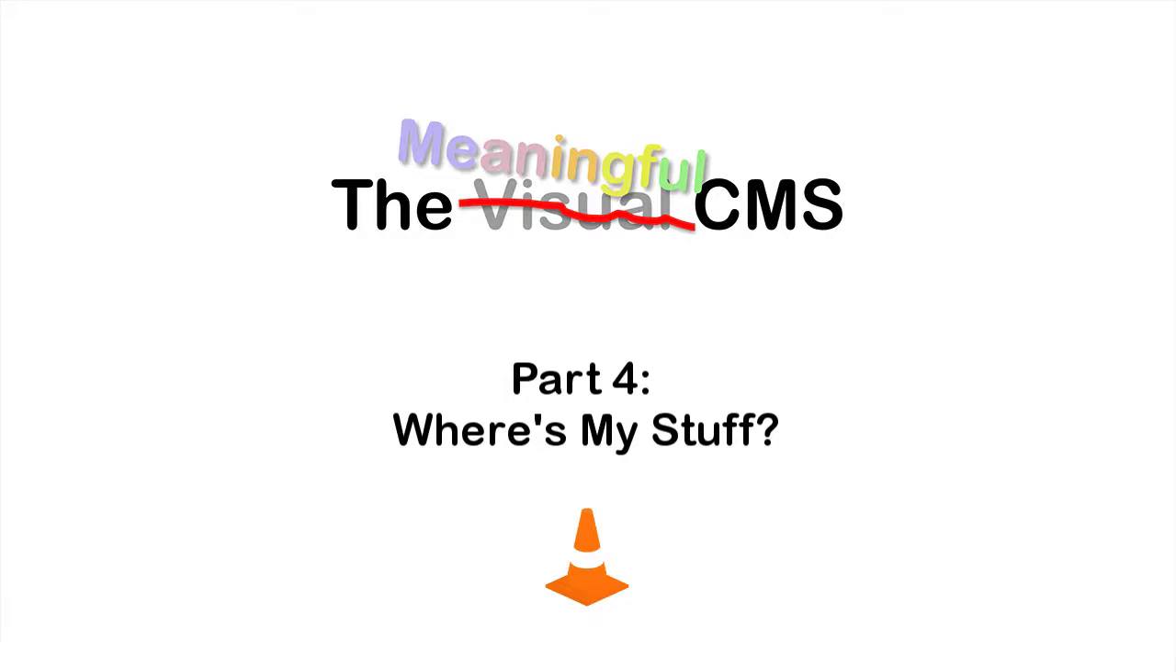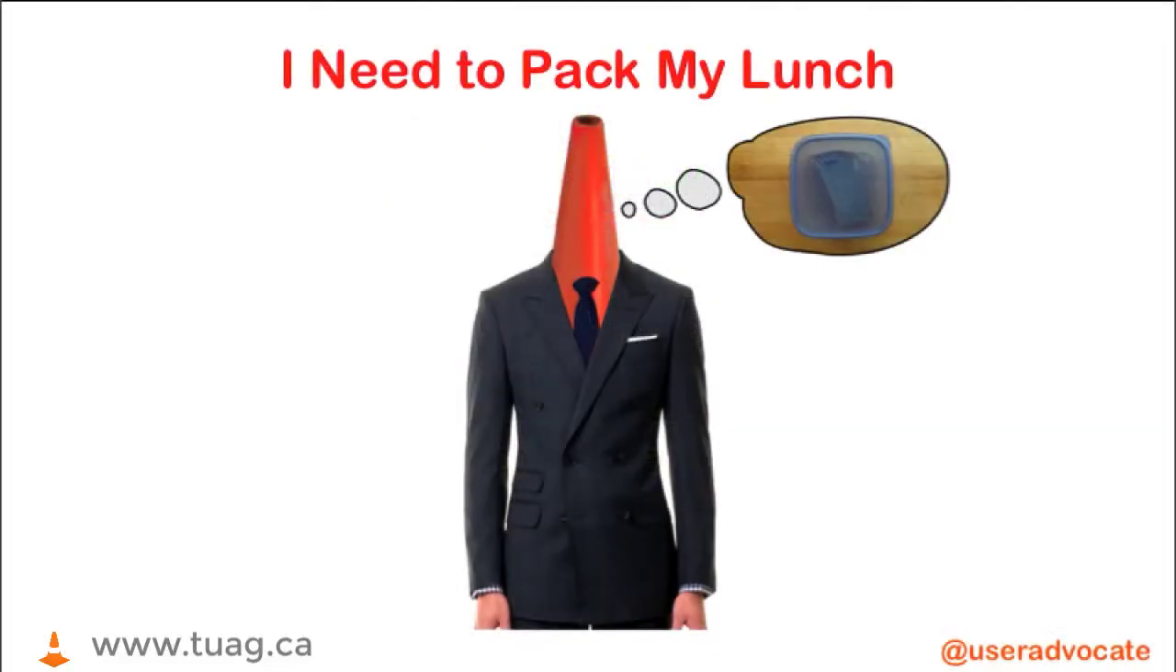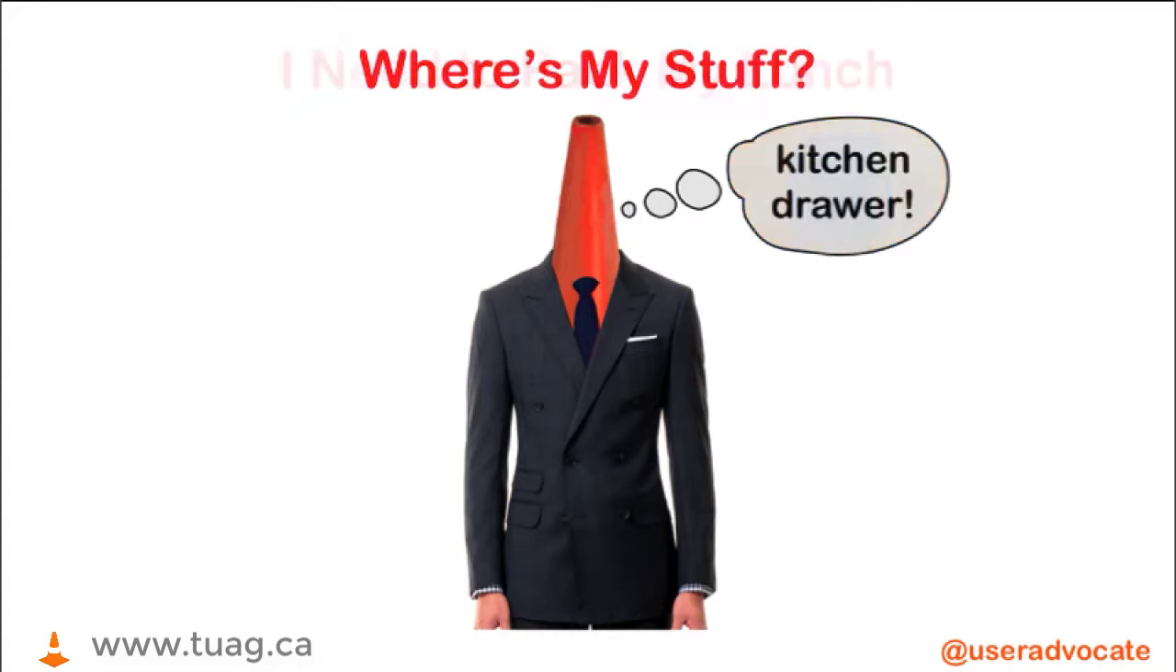So here's a sad story, just a little side story here. Where's my stuff? There's a scenario, something simple. So the guy says, I need to pack my lunch. I need the container, the plastic container. Oh yes, it's in the kitchen drawer. Here's the kitchen drawer.